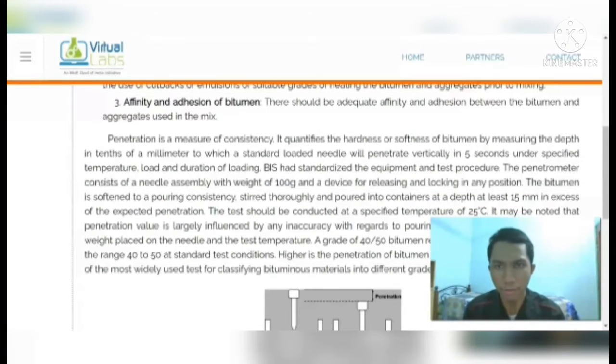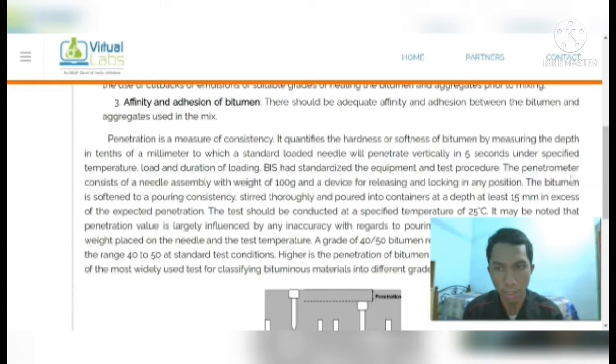Penetration is a measure of consistency. It quantifies the hardness or softness of bitumen by measuring the depth to which a standard needle penetrates vertically in 5 seconds under specific temperature, load and duration of loading. BIS has standardised the requirements and test procedure.